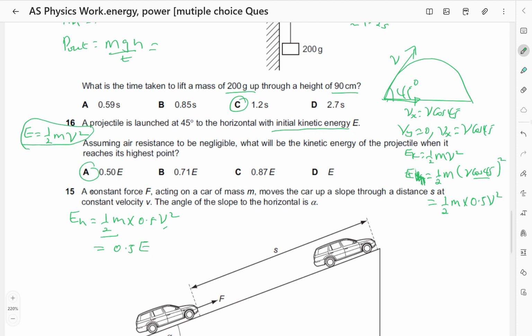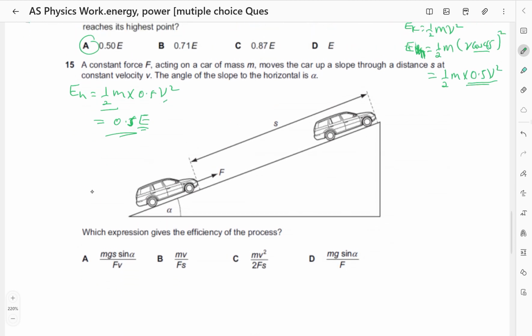The initial kinetic energy was E, which is a half m v squared, but at the highest point the velocity is only due to the horizontal component, which is v cos 45. That's what gave us 0.5 v squared when we squared it. When we factor out a half m v squared, that is E, so our answer is 0.5 E.